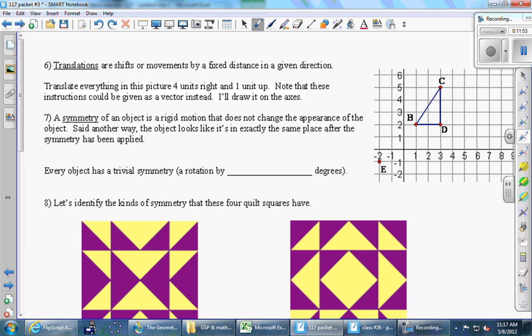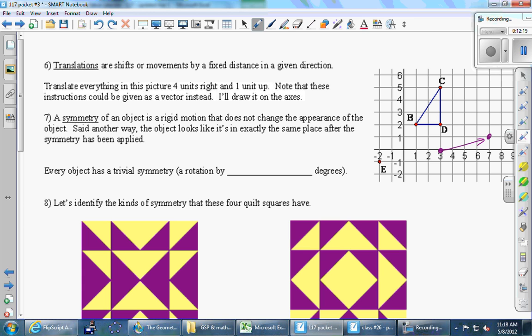Okay, 4 units right and 1 unit up. I'm just going to pick a random point here. Let's just pick this guy right here. Random point. 4 units to the right and 1 up. 1, 2, 3, 4 to the right, 1 up lands me here. And then I'm going to draw that arrow. And that arrow is supposed to indicate exactly the same thing in words: 4 units to the right, 1 unit up.